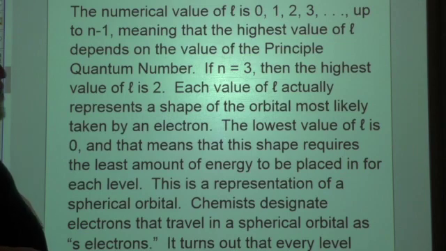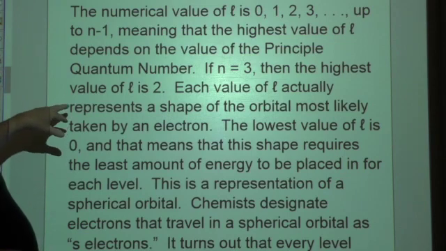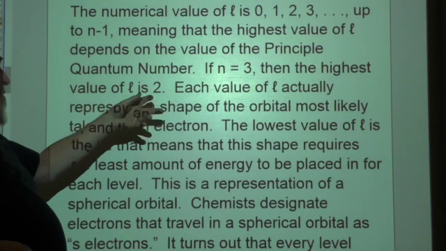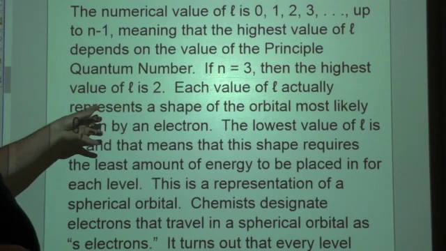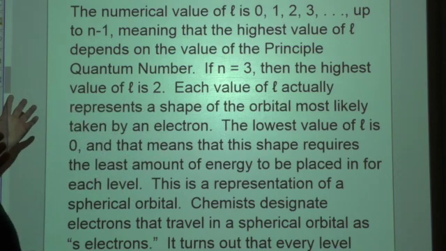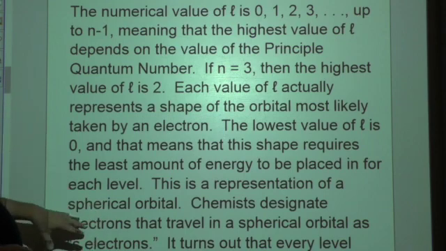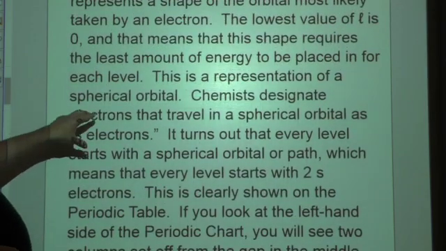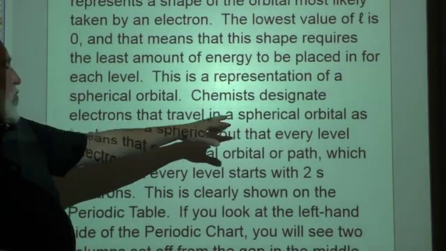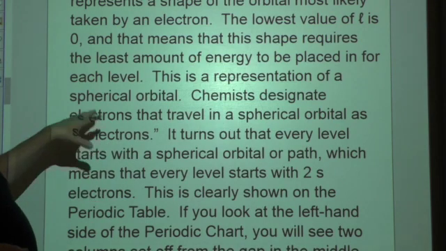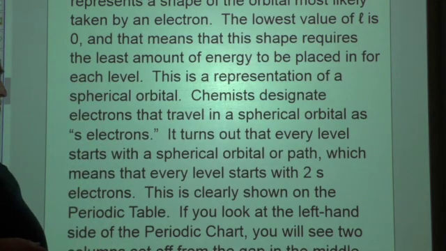But we know that if n equals 3, the highest value of L is 2. Each value of L actually represents the shape of the orbital most likely taken by an electron. The lowest value is 0, and that is the spherical orbital. Now, here's the big thing here. Chemists designate electrons that travel in a spherical orbital as s electrons.